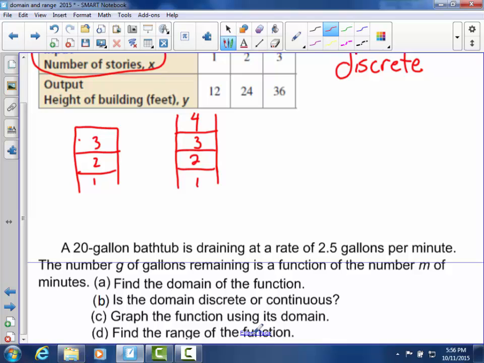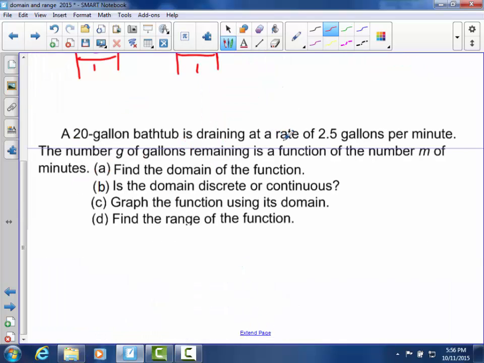If we have a 20-gallon bathtub and it's draining at a rate of 2.5 gallons per minute, the number G of gallons remaining is a function of the number M. Okay, right there, function of the number M. They just told us M is our independent, our input, and G is our dependent. So to find the domain, we're talking about the M values, the minutes that have passed. Well, I have a little bit of a problem with this because they don't tell me how many minutes have passed. So I'm going to have to think here.